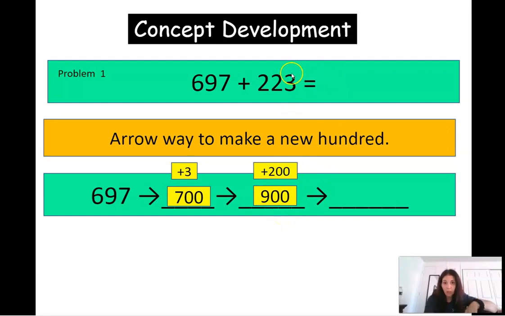And then from 900, we're not done yet. We did our ones and we did our hundreds, but we haven't done our tens yet. So we have 2 tens, so we have 20 left. So we're going to have to say plus 20, 900 plus 20. It makes it pretty simple to add. 920, which is the same answer we got in the last problem when we did our number bond strategy.